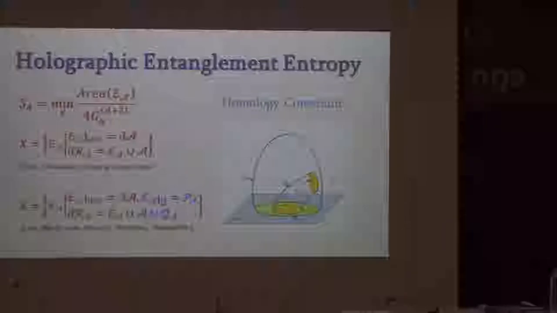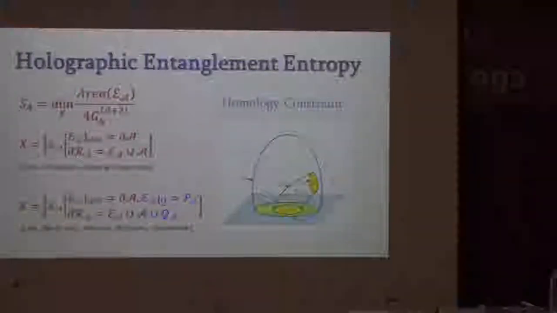The definition of the minimal surface comes from RA, which we call the entanglement ridge. That's the region inside this minimal surface, which also has the boundary of A. This minimal surface has a constraint called the homology constraint. That means the surface should have the same homology as A.